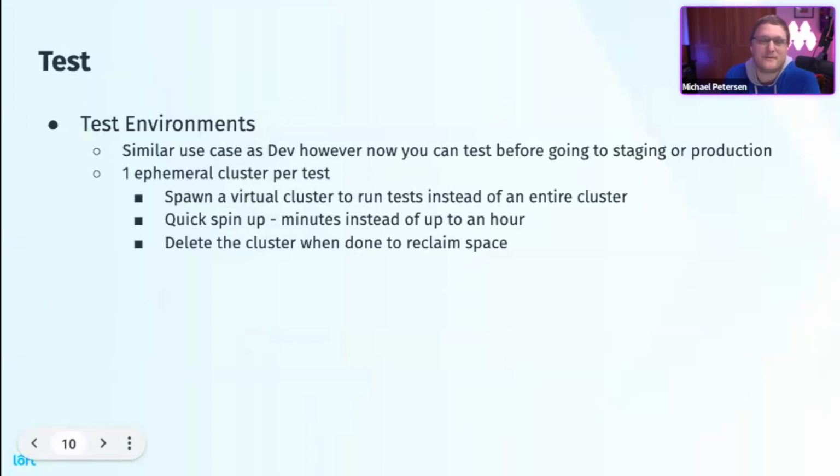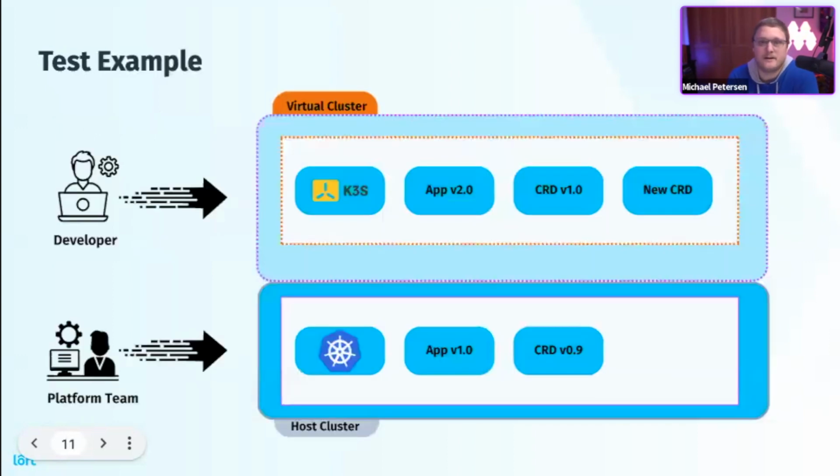So test environment. Similar use cases to dev, however now you're going to test before staging and production. Ephemeral, like one ephemeral cluster per test, you can set up. I'll show you the diagram in a second. So you can spawn a virtual cluster to run the test instead of an entire cluster. You're spinning up in minutes instead of 30, 45 minutes for an EKS cluster. And then you can delete the cluster when done to reclaim space. So like a test example, like Kurt was saying, I can run different versions of things. I'll let you talk about this in a second, Kurt, but I can run different versions of things.